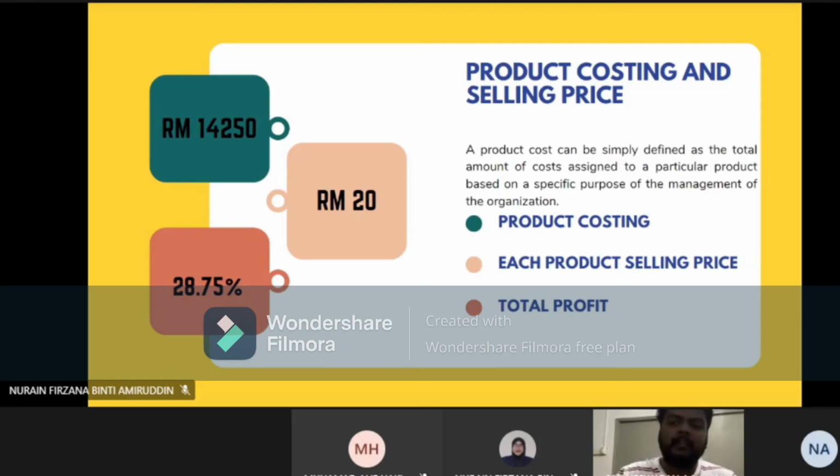We have three parts that I separate here: product costing, each product selling price, and total profit. Let me explain the product costing. Total product costing is 14,250 ringgit. Each product selling price is 20 ringgit. The total profit we got is 28.75%.